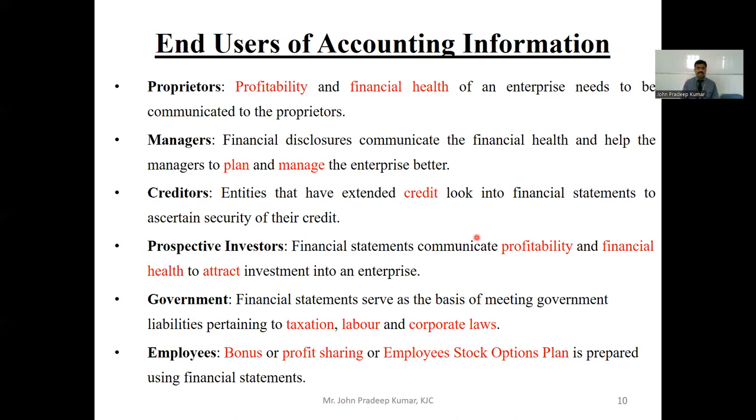Based on that, the employees will see the financial data and be motivated to work further, and they get some kind of confidence and safety in their working. Or else they will not feel safe, they will not be so confident, and they will not be secure enough to continue to work with the company. So these are the very important end users of the accounting information.